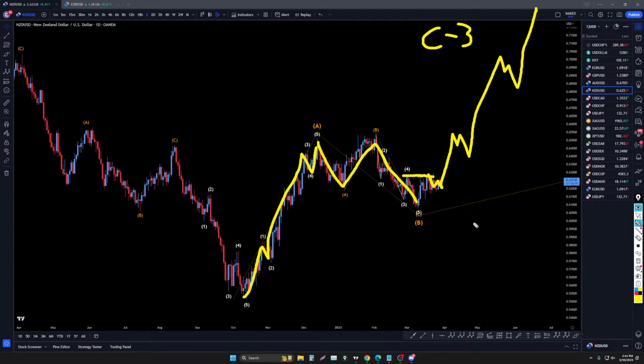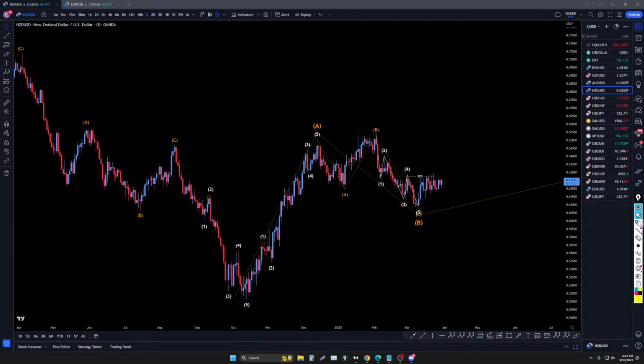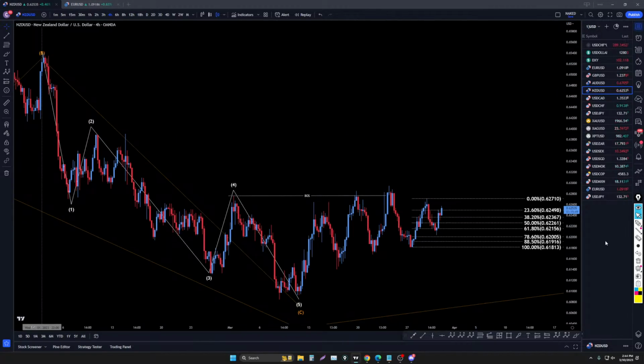Doesn't really matter whether it's a wave C or whether it's a wave 3. The trading strategy really is exactly the same whether it's a wave C or whether it's a wave 3. So let's keep going down to the 4-hour time frame.